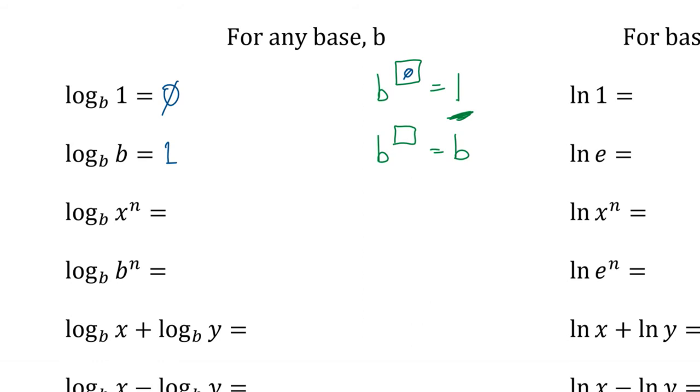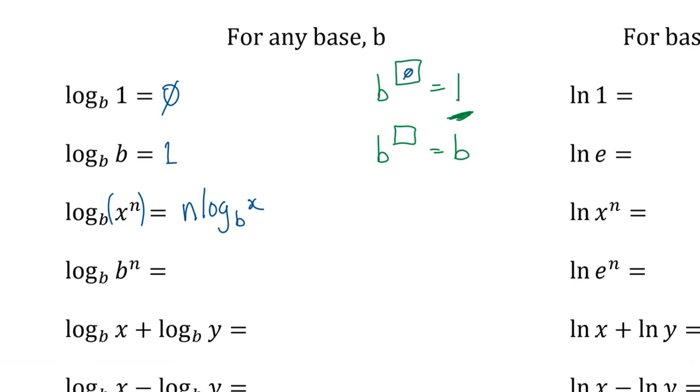Log base b of x to the n. This is one of the properties, and it's a really important one. Do you remember what this one is? This is the one where I can bring the exponent down out front. We already saw how useful it is, and we'll continue to see how useful that property is. So that is equal to n times log base b of x. Log base b of x to the n equals n times log base b of x.